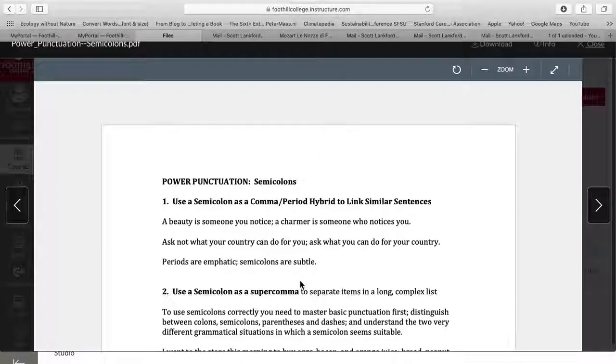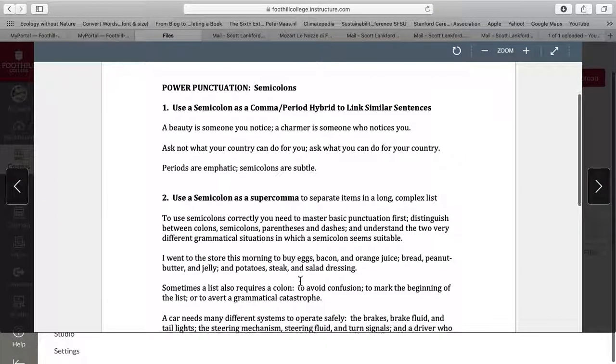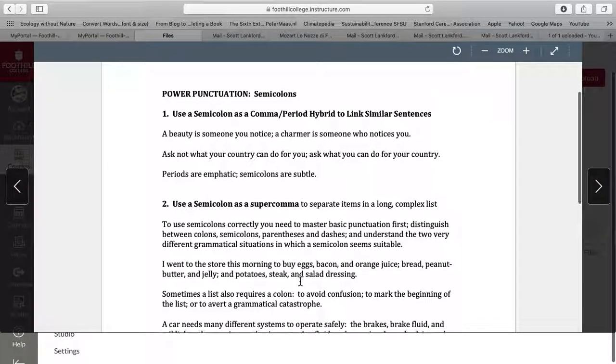It's Dr. Scott. Very excited to give you another power punctuation lesson. These files are in the files box in Canvas under punctuation, of course. And none of this is required. It's more like advanced lessons because here you are in a more advanced writing course.